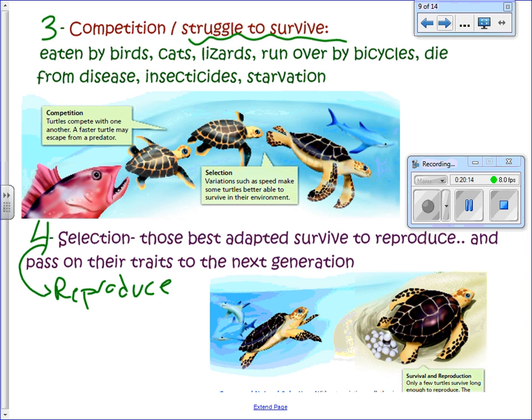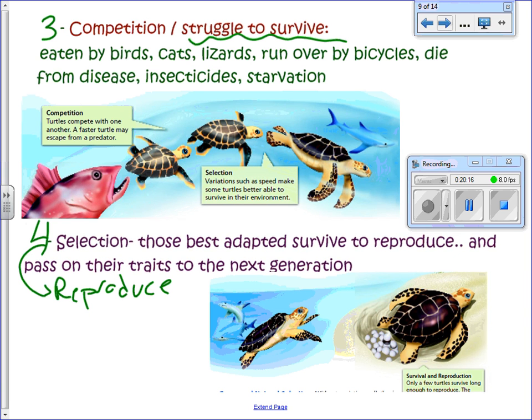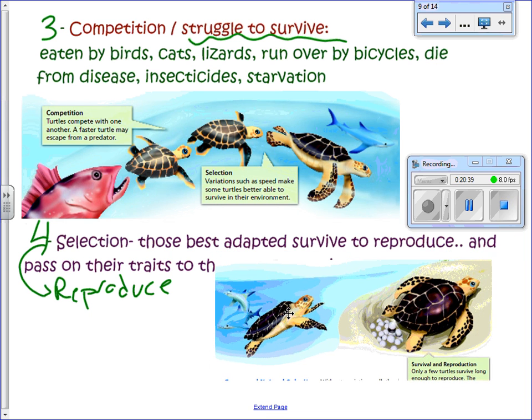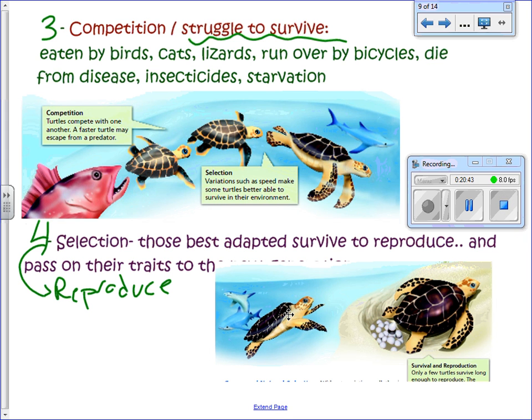All right, and then finally, step 4, selection. Those best adapted survive to reproduce and pass on their traits to the next generation. If you don't survive to reproduce, if you don't pass on your genes, then whatever great traits you have don't get passed on. So that is key there. Selection and reproduction. This picture here is survival and reproduction. Only a few turtles survive long enough to reproduce. And so those with the best camouflage, those that are able to find resources to eat, avoid predators, all of those things are going to pass on the best traits.